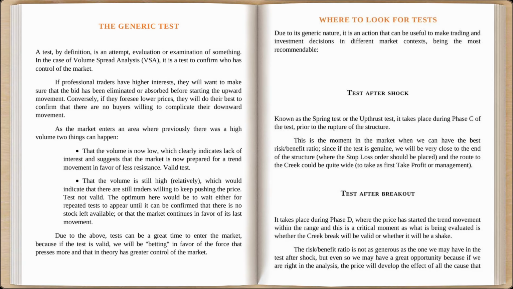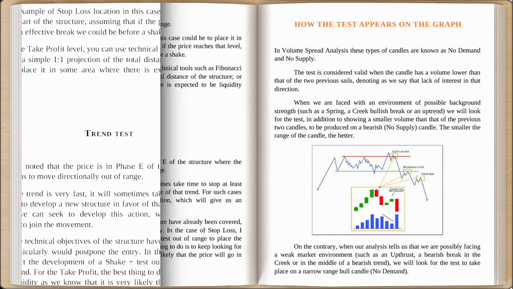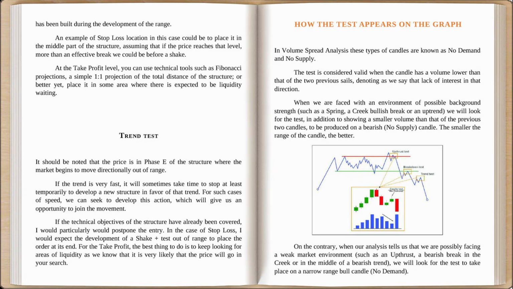It takes place during phase D, where the price has started the trend movement within the range, and this is a critical moment as what is being evaluated is whether the creek break will be valid or whether it will be a shake. The risk/benefit ratio is not as generous as the one we may have in the test after shock. But even so, we may have a great opportunity because, if we are right in the analysis, the price will develop the effect of all the cause that has been built during the development of the range.